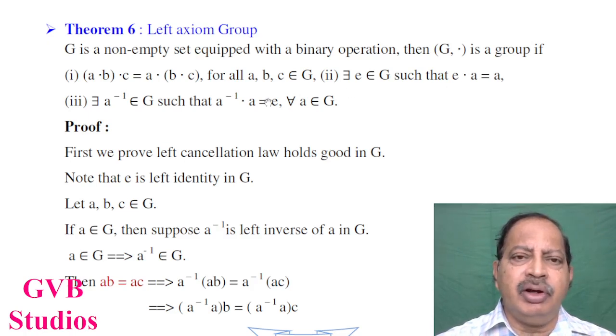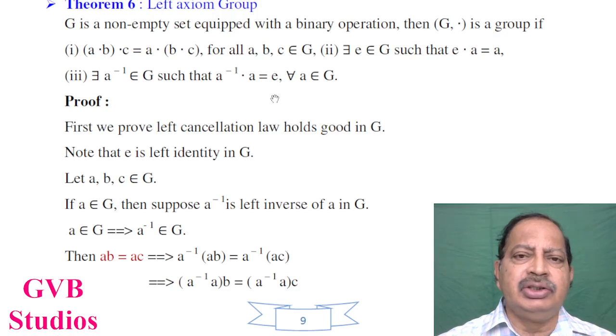We go to the formal statement. G is a non-empty set equipped with a binary operation. Then (G, ·) is a group if condition 1: (a·b)·c = a·(b·c) for all a, b, c belong to G. Condition 2: there exists e belongs to G such that e·a = a. Condition 3: there exists a inverse belongs to G such that a inverse · a = e for all a belongs to G.